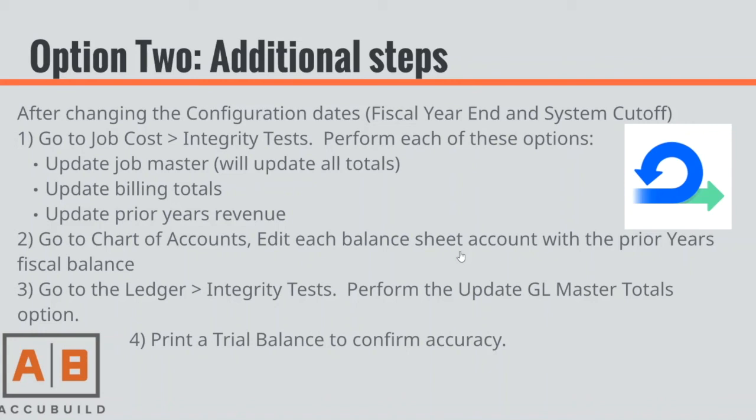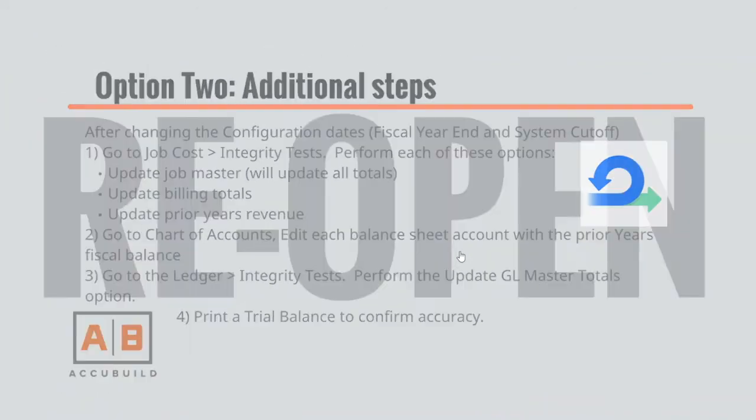Once the job cost integrity tests are done, you'll want to go to the chart of accounts in Ledger and edit each balance sheet account with the prior year's fiscal balance. Then run the integrity test for GL Master totals. Lastly, you'll run a trial balance to confirm the accuracy of your account balances.